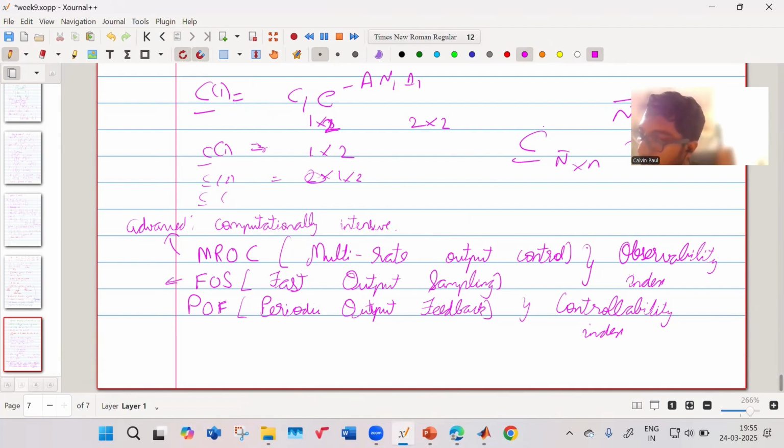FOS is a subset of MROC, but there are certain constraints. There should not be any pole at the origin, while in MROC, you get a certain set of poles which lie at the origin.